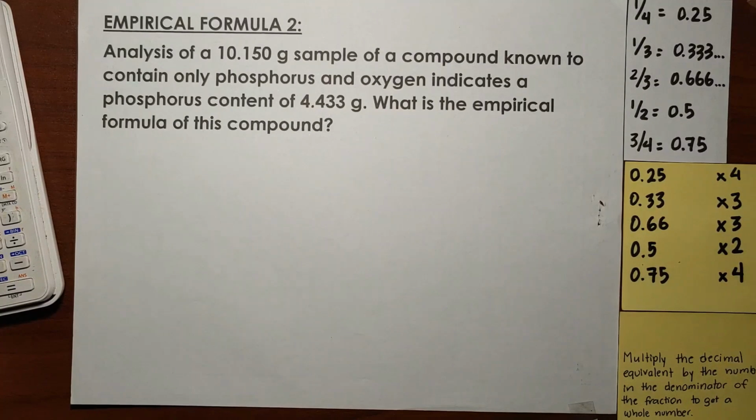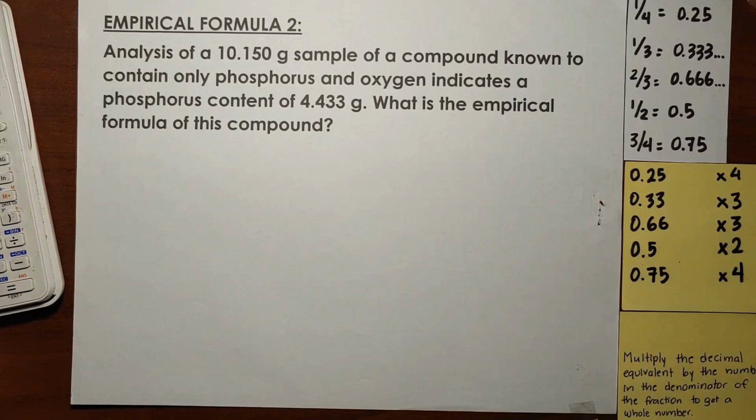Okay, now we have another example. Now I'm not giving you percentage composition. I have the analysis of a 10.15 gram sample of a compound known to contain only phosphorus and oxygen. It indicates a phosphorus content of 4.433 grams. What is the empirical formula of this compound?